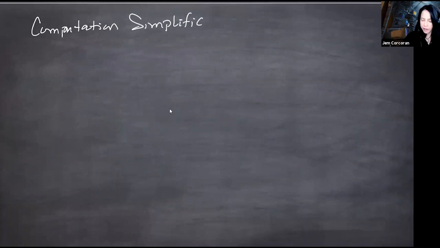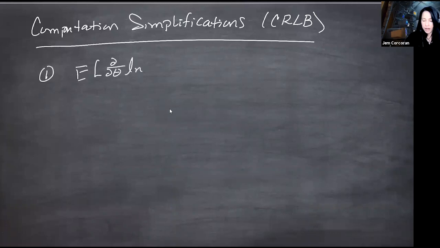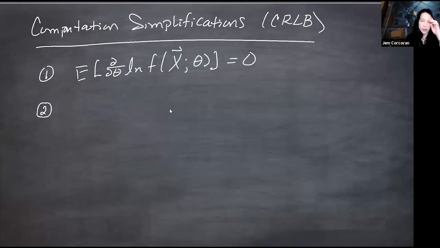We were talking about computational simplifications for the Cramér-Rao lower bound. We had 3, and we proved 1, and we were in the middle of the second proof for the CRLB. Number 1 was that the expected value of the derivative with respect to theta of the log of f of the random vector X and theta is 0. The thing inside that expectation is known as a score function, for non-obvious reasons, but it is giving a score to a certain model versus another model when you're trying to choose a model to fit some data.